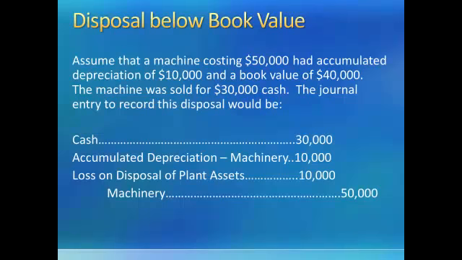Remember, gains work like revenues, losses work like expenses. So by debiting the loss on the disposal of the plant asset by $10,000, we're increasing the loss account, decreasing net income, and decreasing equity.